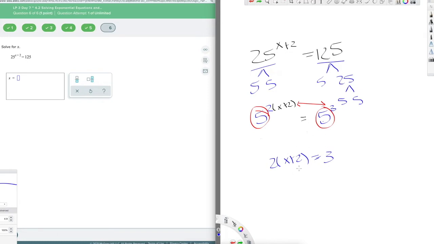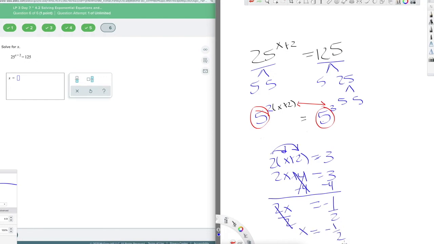So I'm going to distribute this, and I get 2x plus 4 equals 3. I'm going to subtract 4 from each side because now I can start solving. 2x equals, those guys canceled, sorry I didn't say it, but they canceled. 3 minus 4 is negative 1. Divided by 2, divided by 2. x has to equal negative 1/2 in order to make this true. So that's what x needs to be, negative 1/2.